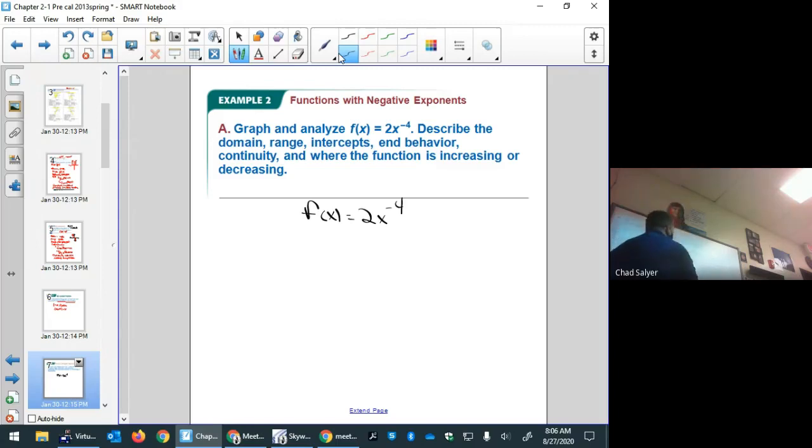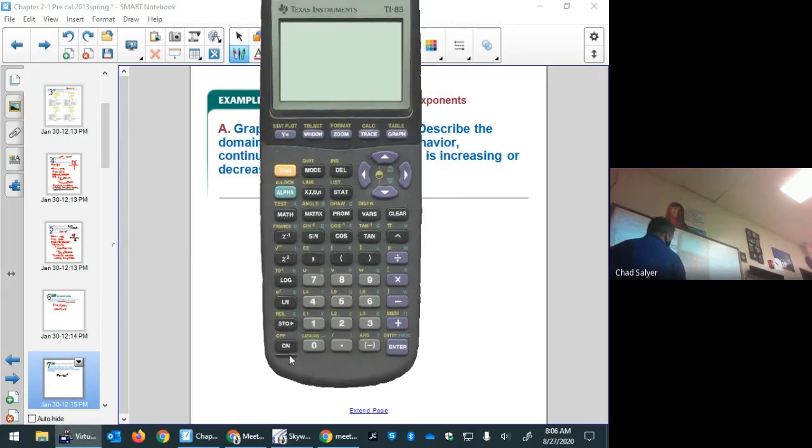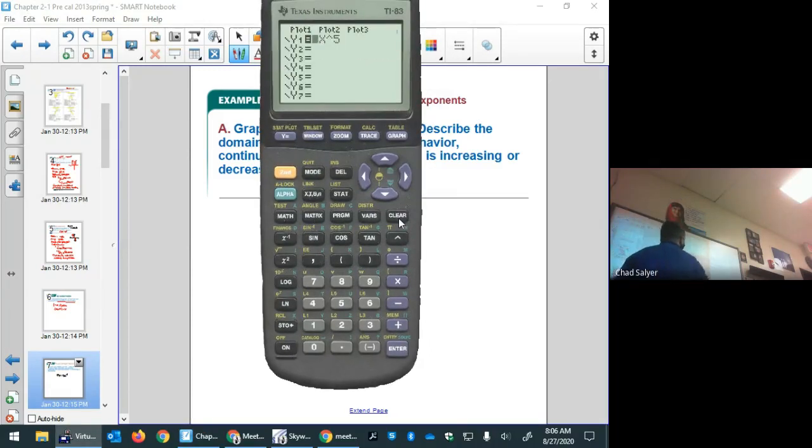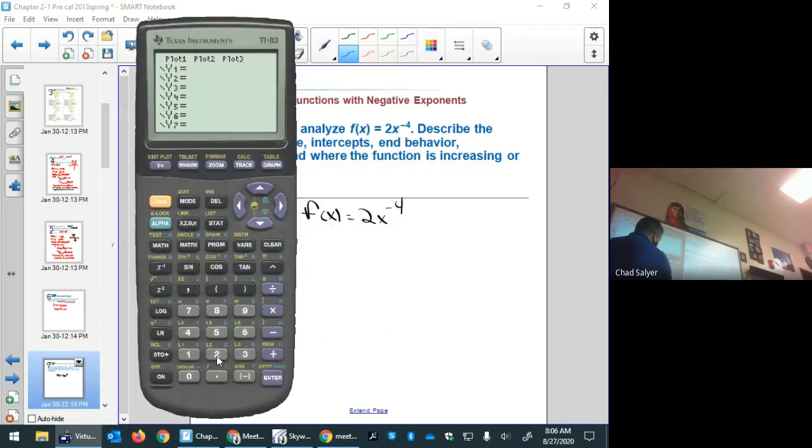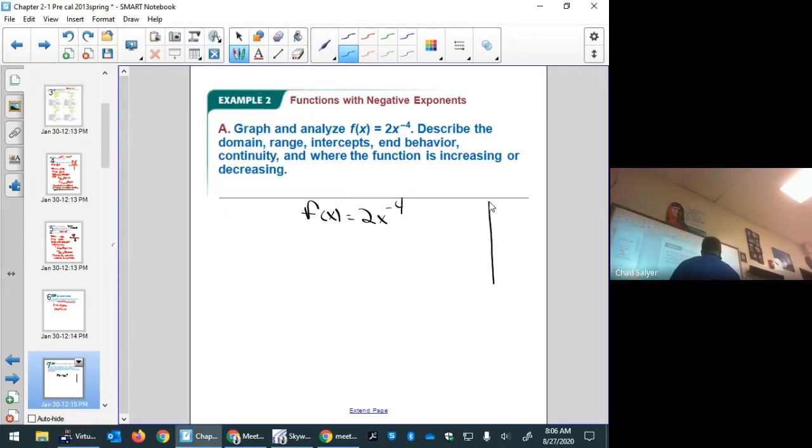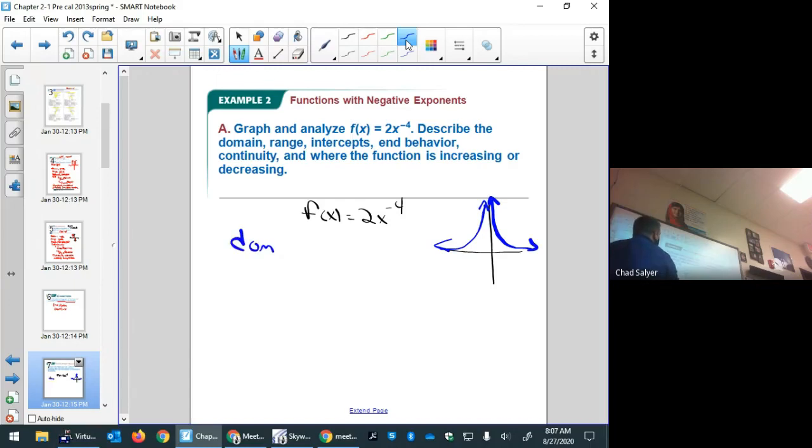So in this situation, we're going to have to use our calculator to give us a good sketch, because again, these are harder to predict than the ones that are actual monomials. 2 times x to the negative 4 power. Okay, so the sketch is going to look something like this. Pretty funky behavior. It's got a discontinuity at x equals 0. It's an infinite type. But let's talk about the domain.